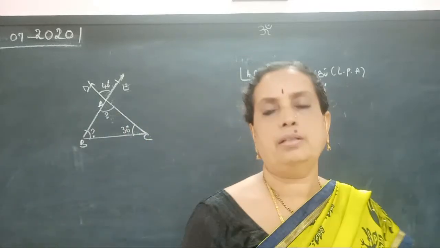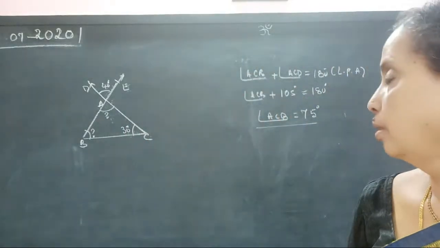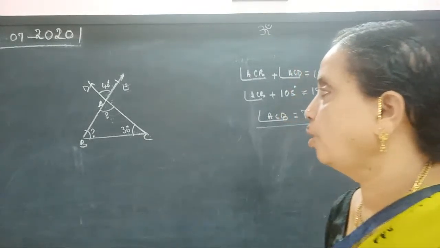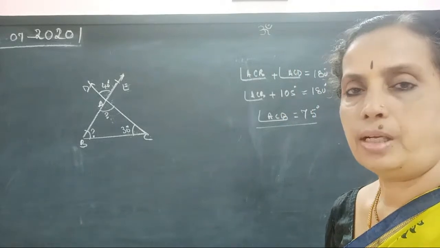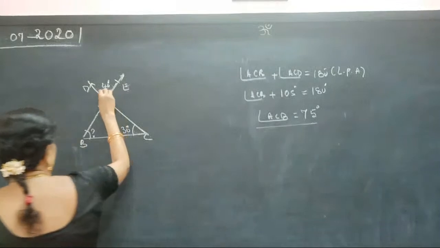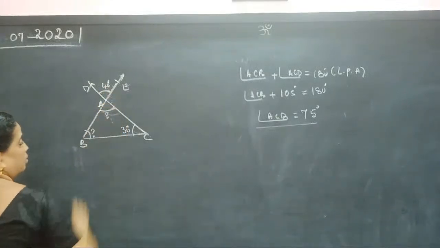Get the figure. Here the side AB is produced, side CA is also produced. There come 2 intersecting lines. So what do we call these 2 angles?